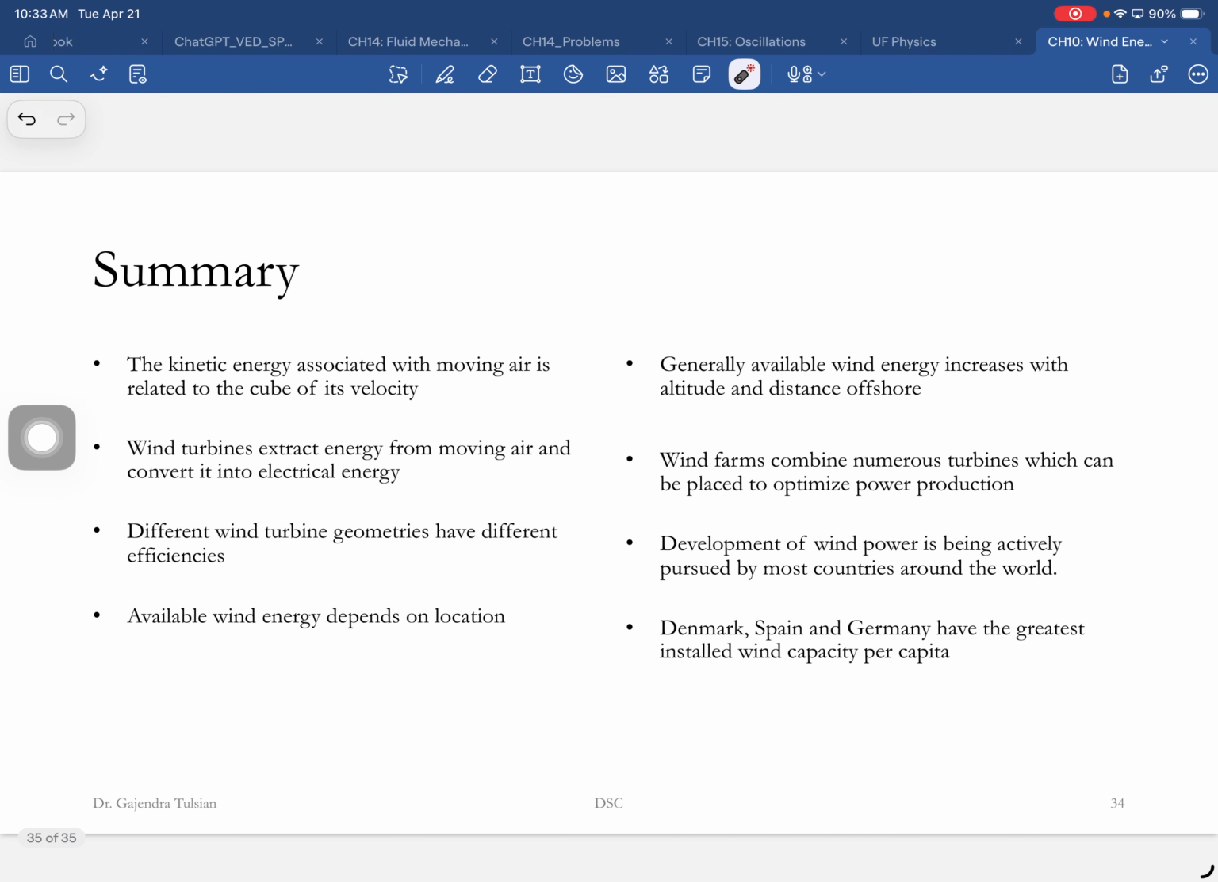What the windmill is doing is extracting kinetic energy. The energy associated with moving air is related to the cube of its velocity. Wind turbines extract this energy. And what is the goal of the windmill? To turn this wire in between the magnets.